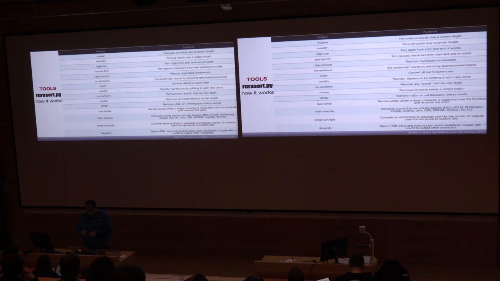Email sort and email split. Basically, email sort takes an email address in your word list. So bob@gmail.com, and it'll create two new words, bob and gmail.com, as your entries.